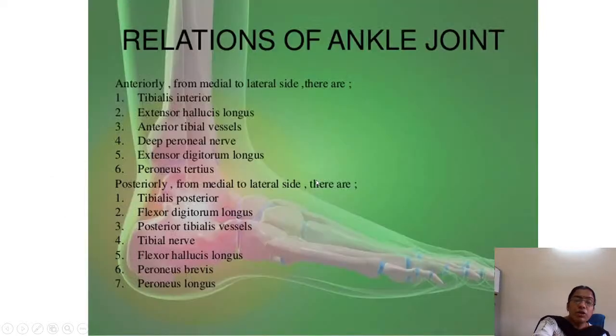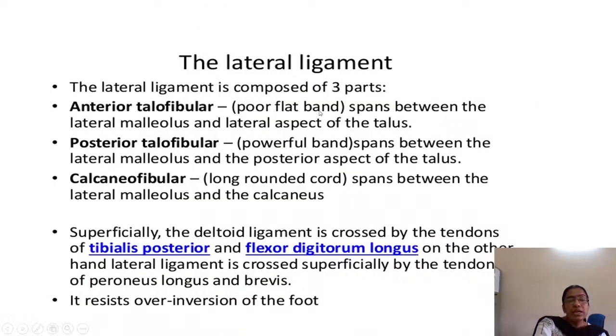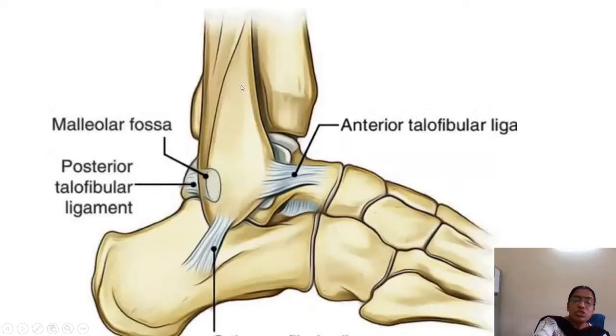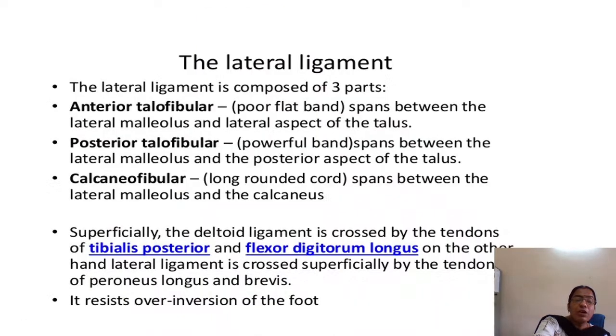Same way, the posterior talofibular ligament extends from the lateral malleolus to the posterior aspect of the talus. From that, what you are seeing is your lateral malleolus to the posterior aspect of the talus. It is the posterior talofibular ligament. Anterior talofibular ligament, posterior talofibular ligament.